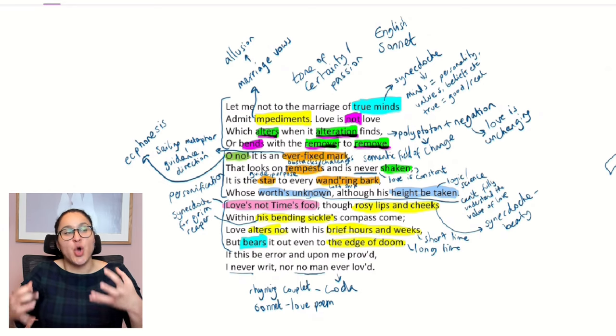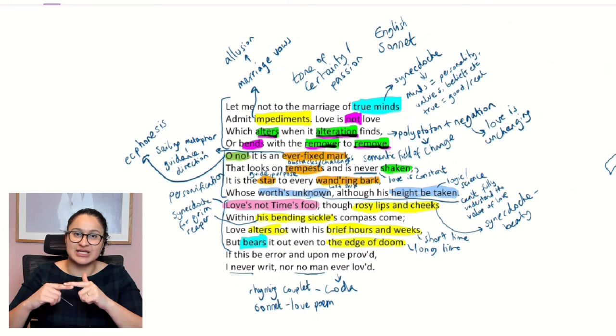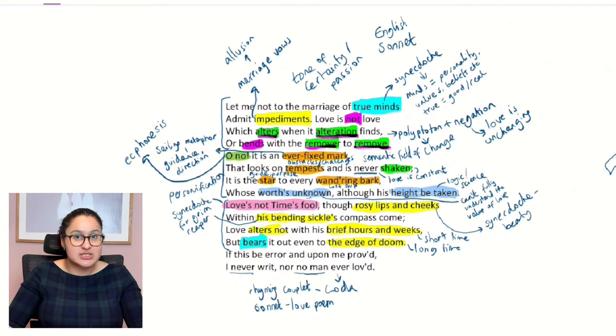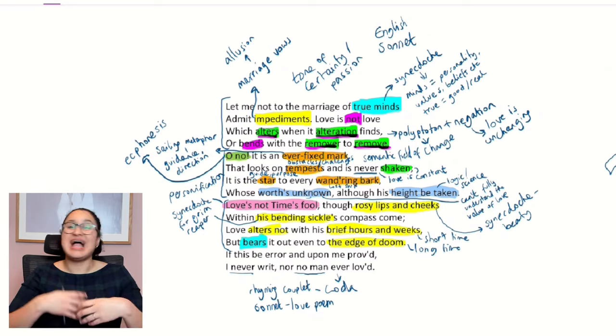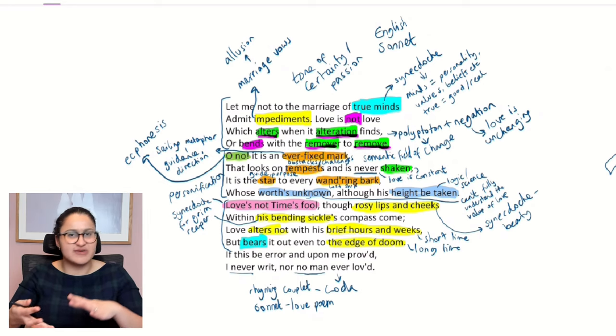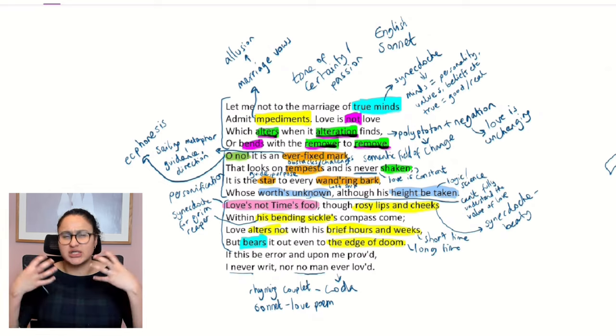It's examining what it means to love. Who can love? People who truly understand each other. What love is not: changing, fickle. And what love is: persevering, constant, a guide.